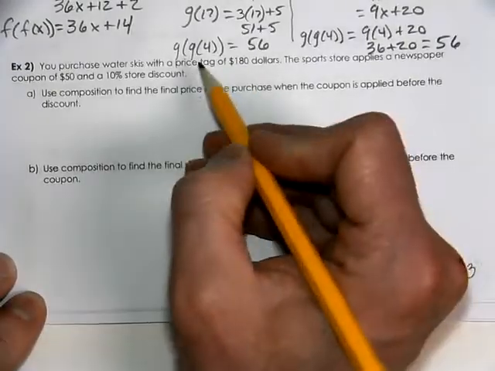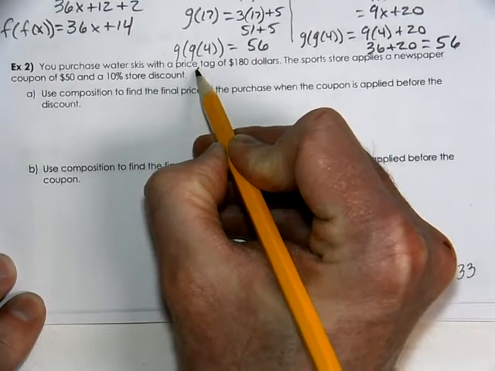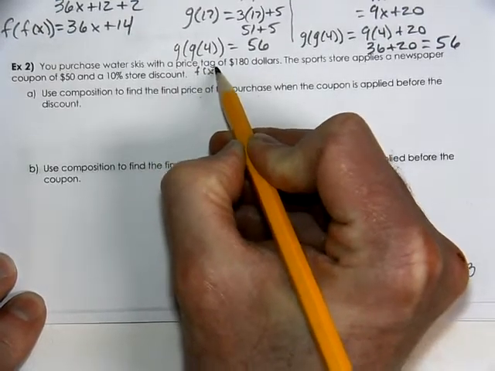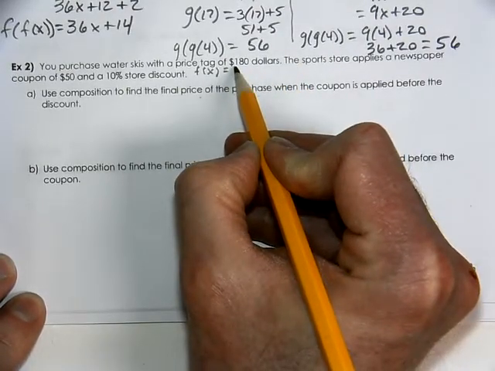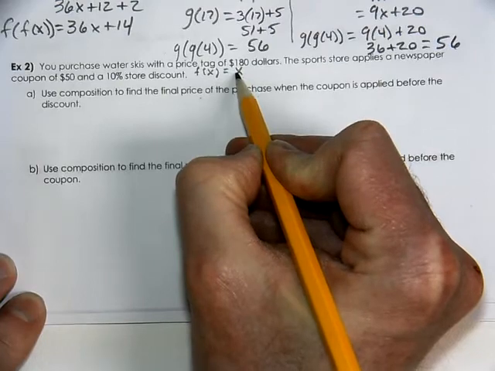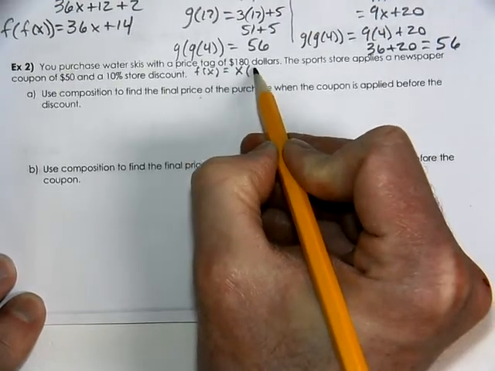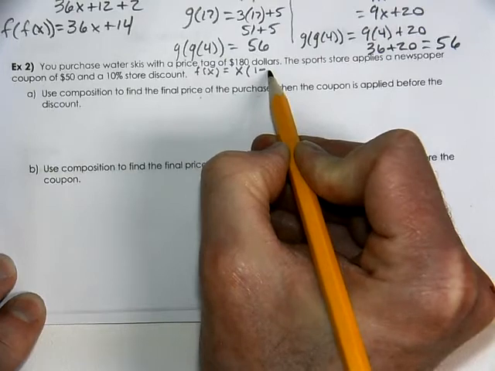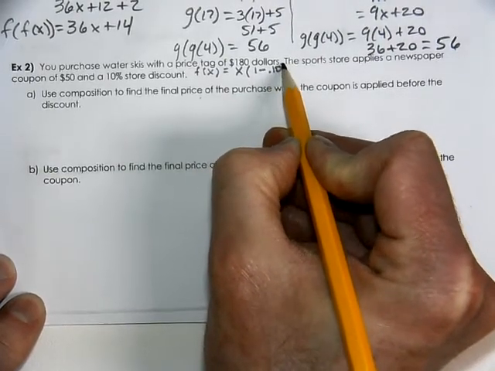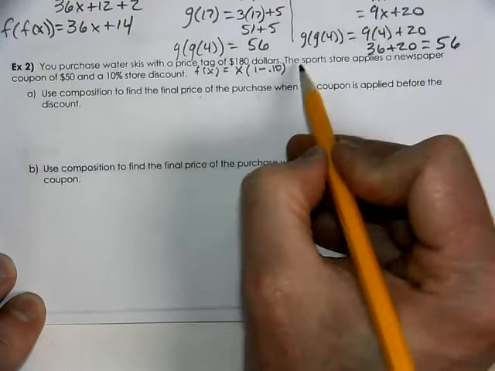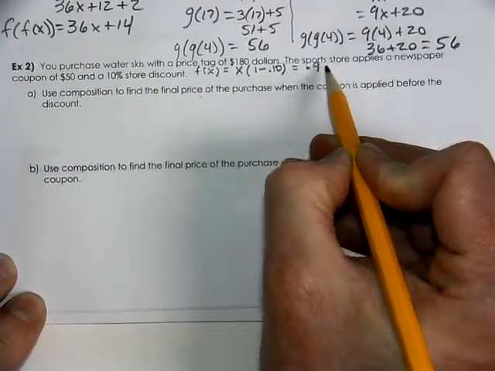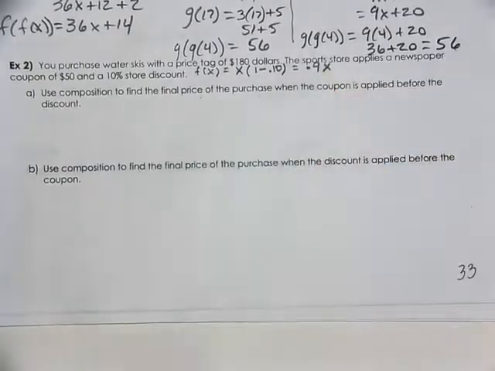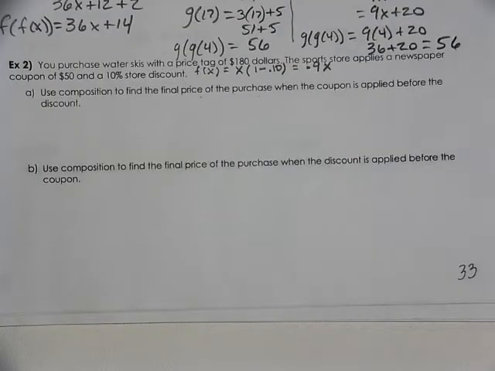So what we're going to look at, we're going to say that f of x is going to be your total cost x times 1 minus 10%, which is the same thing as 0.9 times x. So if you get 10% off, you are paying 90% of the cost.